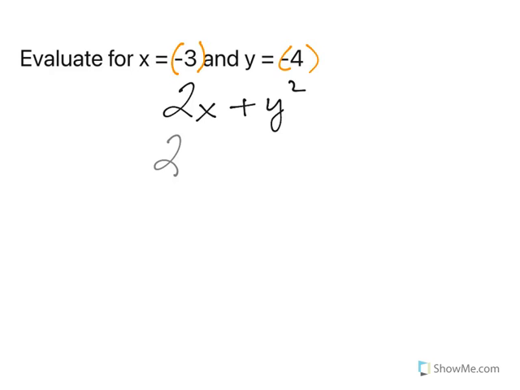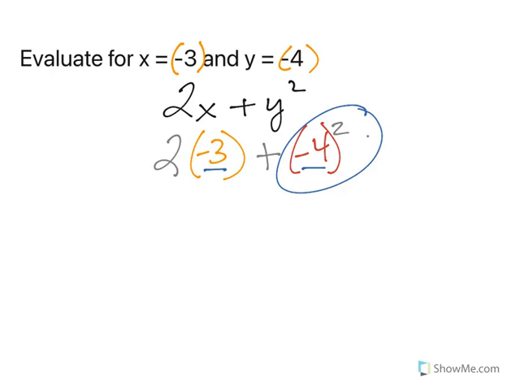I have 2. Now in x, I'm going to put in my (-3) plus, instead of y, I'm putting in my (-4) and we square it. All right, so once we substitute our values in, now we're ready to simplify using the order of operations. I have nothing to do inside my groupings, right? Those are just numbers. And so I start with my exponents. (-4) squared is 16. So I have 2 times (-3) plus 16.